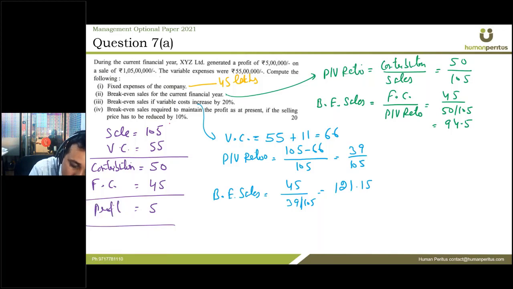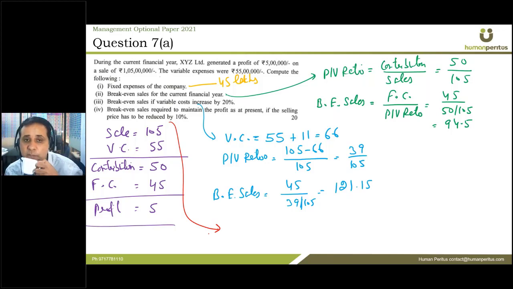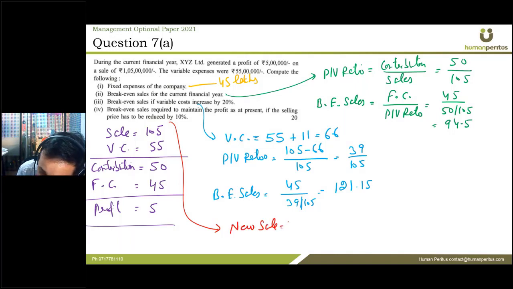Let's go to part 4. It says break even sales required to maintain the profit at present if the selling price has to be reduced by 10%. Okay, so guys, earlier my sales were 105, but if selling price has been reduced by 10%, so my new sale will be 105 into 0.9, because there's a reduction of 10%, and it comes out to be 94.5.